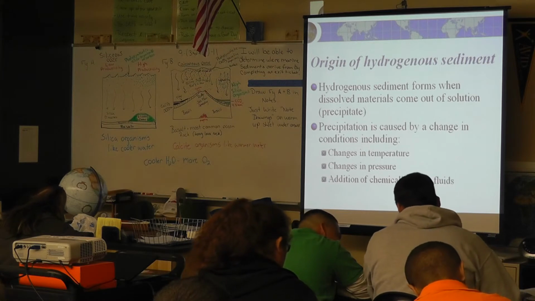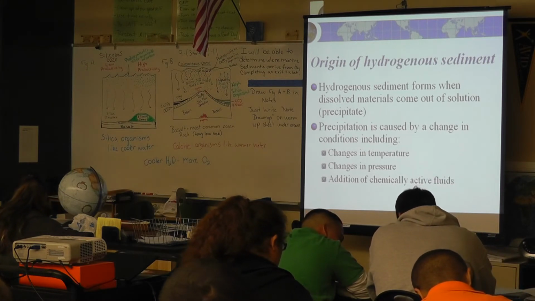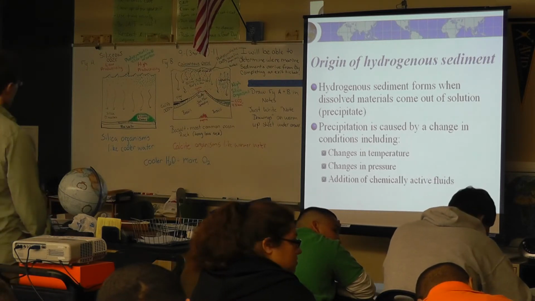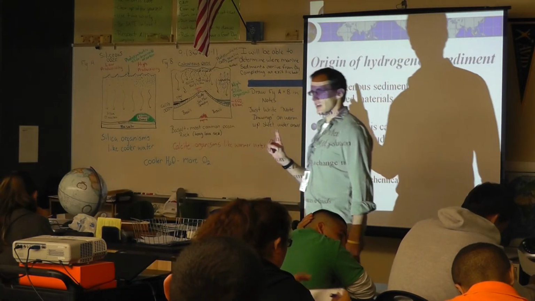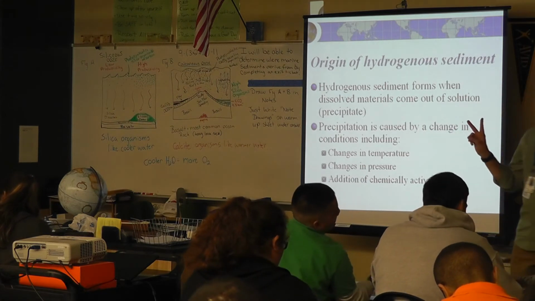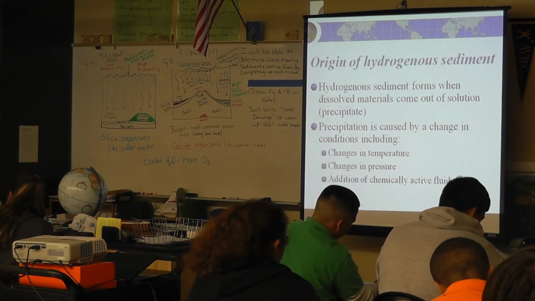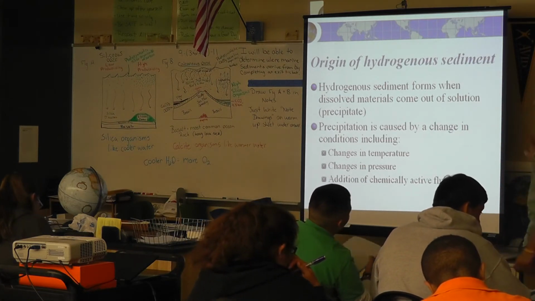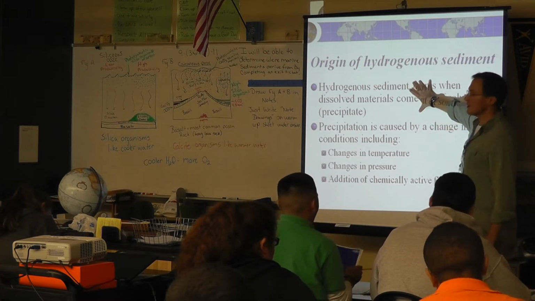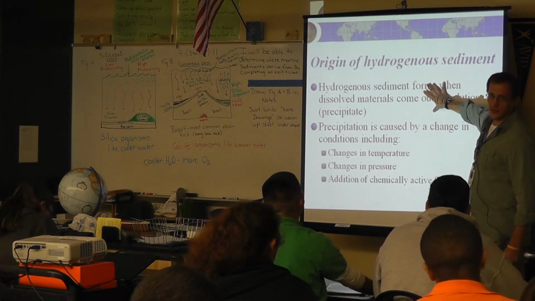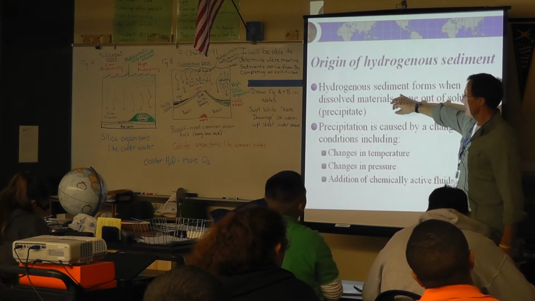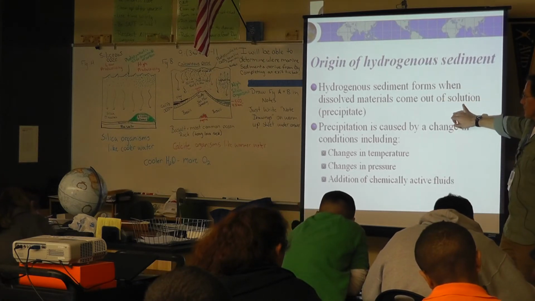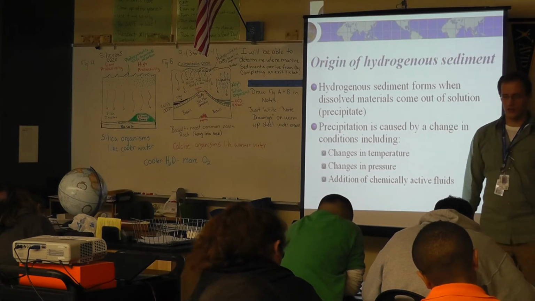Okay. So the next is hydrogenous sediment. So we've talked about lithogenous sediment and we talked about biogenous sediment. Now we have hydrogenous. So this you should already have. You should already have something like this written down because we've had this comment already in the notes. So hydrogenous sediment forms when dissolved materials come out of solution.